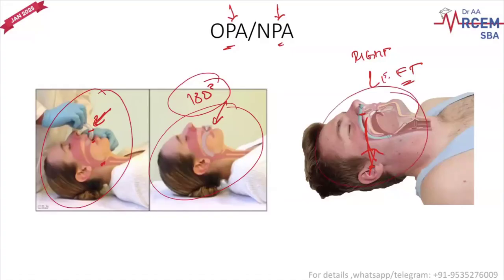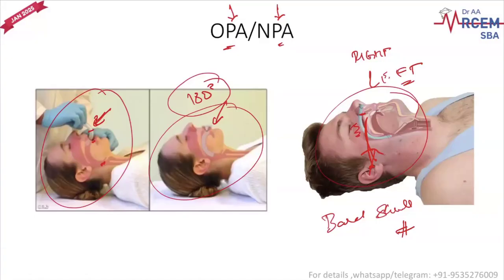This has a few contraindications. What are the contraindications for an NPA? The main contraindication to remember is if you're suspecting a base of skull fracture, it is an absolute contraindication. You'll suspect a base of skull fracture if there is any clear fluid coming from the nose, rhinorrhea, or there is hemotympanum, that is blood on the tympanic membrane, or raccoon eye is present. Then it is contraindicated. Do not place a nasopharyngeal airway.